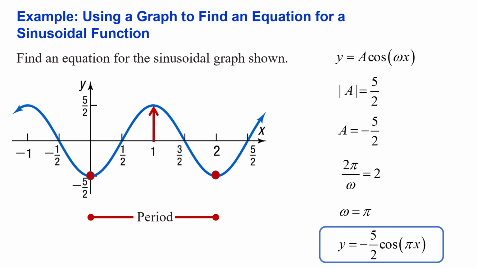Now a quick note here, we could have thought of this graph as being represented by a sine function that would have a horizontal shift. However, it's much easier for us to represent it as a cosine function.